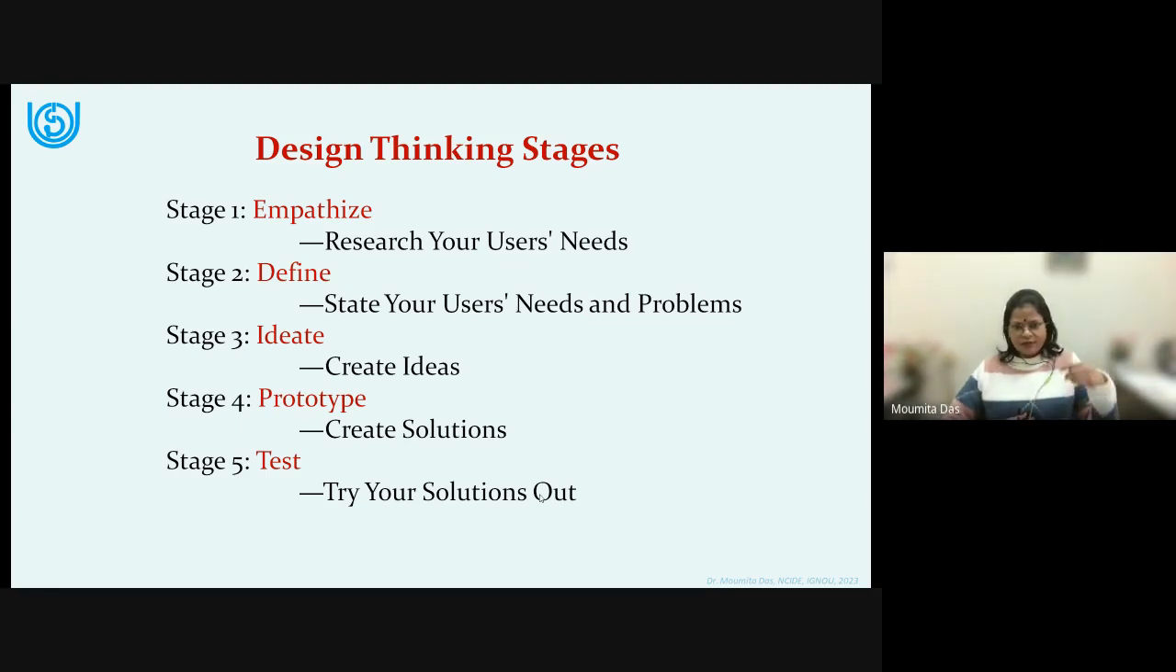So these are the 5 stages of design thinking. The first one is empathize. In this stage, you research into what your user needs. When you're designing a product, an innovative idea, you have to look at what your users or customers need. So this is empathize, and you know the process, right? How you go about this process.